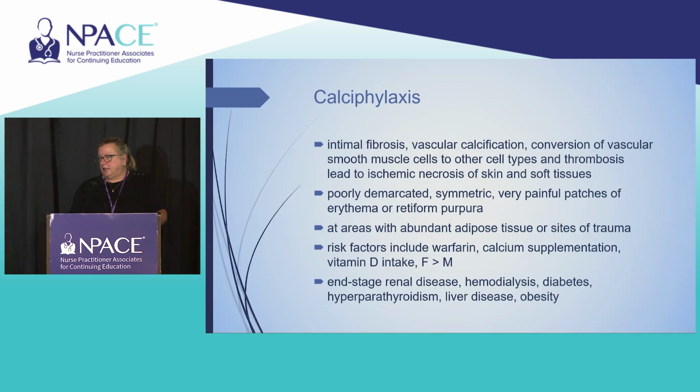Calciphylaxis is an ischemic necrosis of the skin and the soft tissues that's obviously very painful, and it starts with redness that rapidly develops into retiform purpura. It's associated with end-stage renal disease, patients who are on hemodialysis, but there is also somewhat of an association with liver disease.